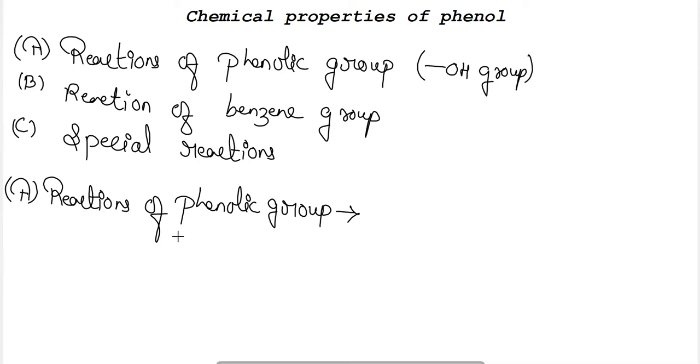They turn blue litmus paper to red, and they react with alkali metals to form sodium phenoxide. As we react it with sodium, it will form sodium phenoxide, and when they are reacted with alkalis also, they will form sodium phenoxide.